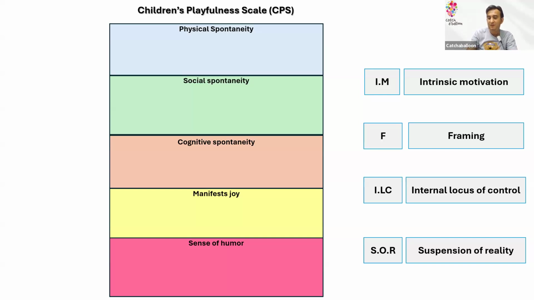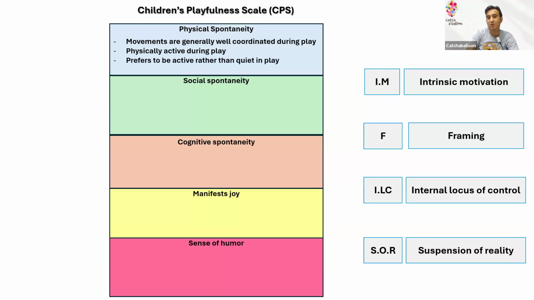First is physical spontaneity. Physical spontaneity is when the person is more fidgety or moving, and during the activity shows coordinated movement, as if they're dancing, using hands, moving, rolling over, preferring to be active rather than quiet play. Those are the things that are about physical spontaneity.